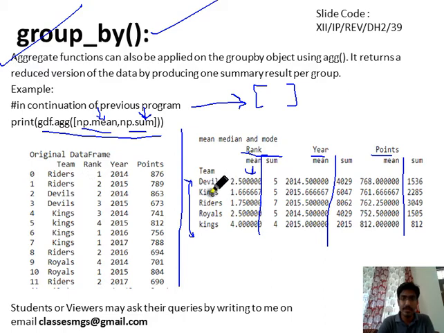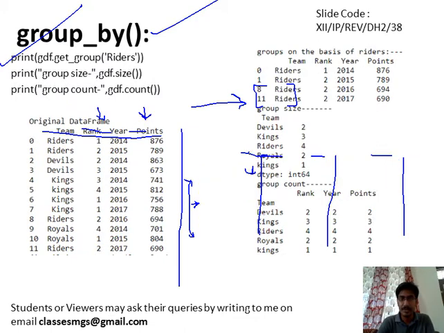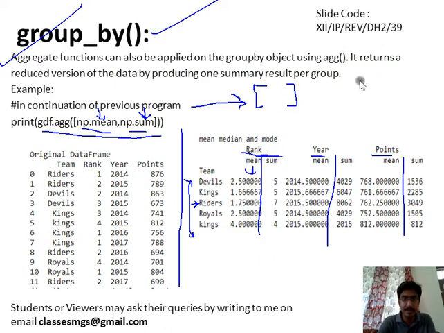So for the riders group, we can see in the previous example how many rows there are. In the riders group there were 4 rows, and if we add the ranks 2, 2, 2, 1 and divide by 4, what will be the output? The sum is 7, divided by 4, and we will get the result like this, 1.75.